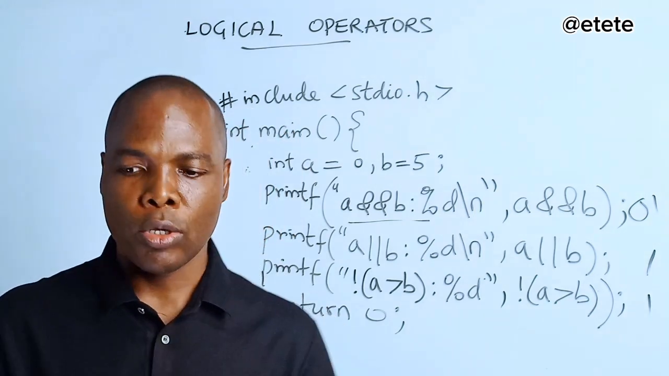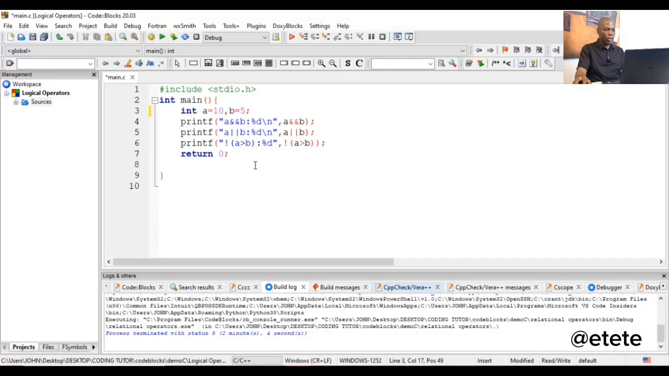So let's go to Code::Blocks. All right, so these are logical operators. We declare two variables, which are A and B, and we assign 10 to A and we assign 5 to B. So this is the program. This one is going to print out A and B, which is a string literal because of this double quote. So this is the expression, A and B.